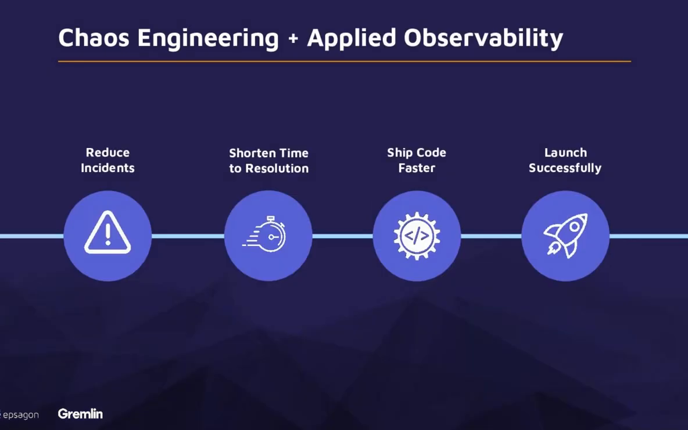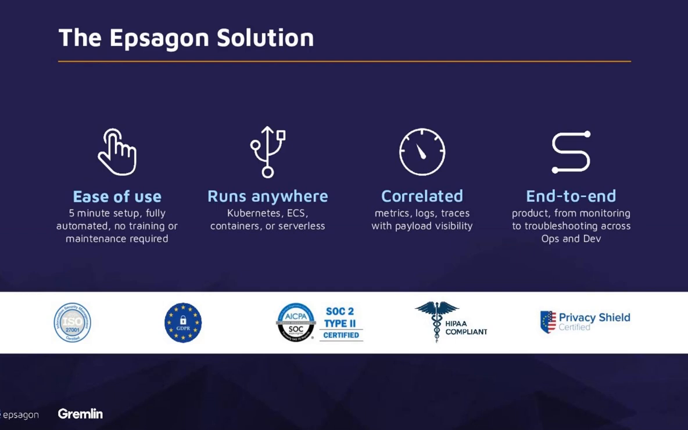So when you bring chaos engineering and applied observability together, because you're proactively looking for failures and then able to trace the system and isolate them with an observability tool like Epsagon, you can reduce the incidents that your team has to firefight. You shorten your mean time to resolution, and of course your mean time to detect before that. You'll ship code faster, and you'll launch much, much more successfully because you've identified bugs before production found them for you effectively.